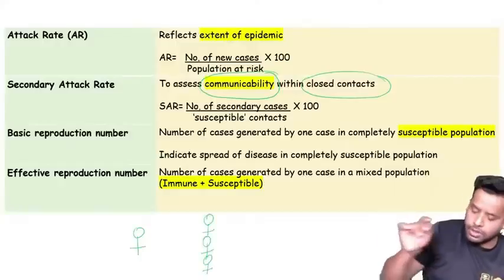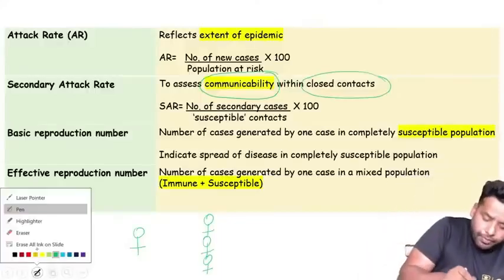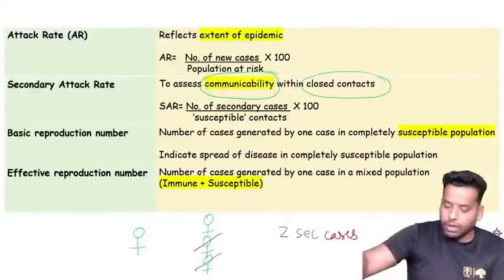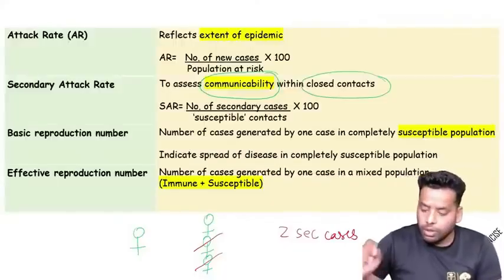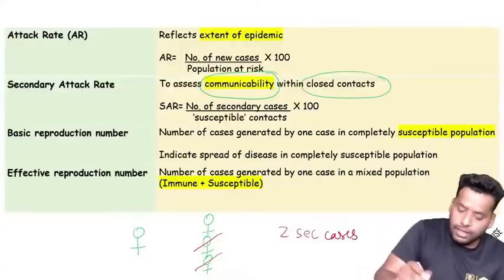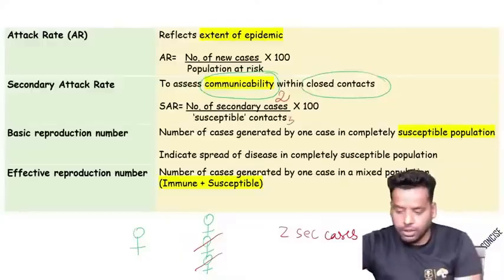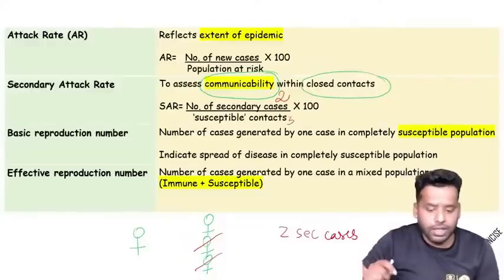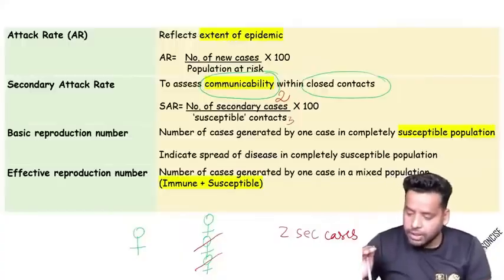Out of 3 susceptibles, after exposure to one primary case, 2 secondary cases developed. What is the secondary attack rate? Very basic question I am asking. I am using just whatever is necessary for one short session, making it more concise and crisp.